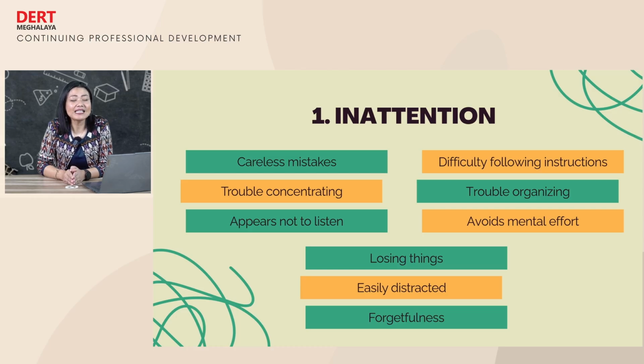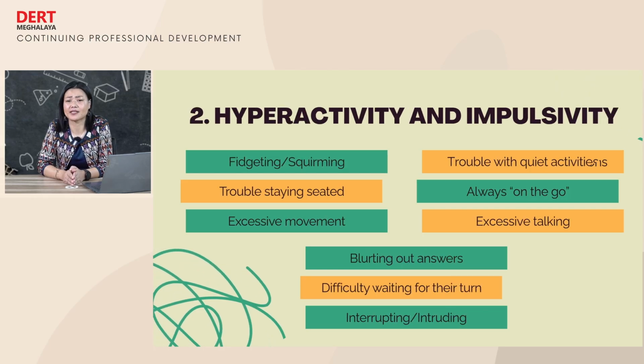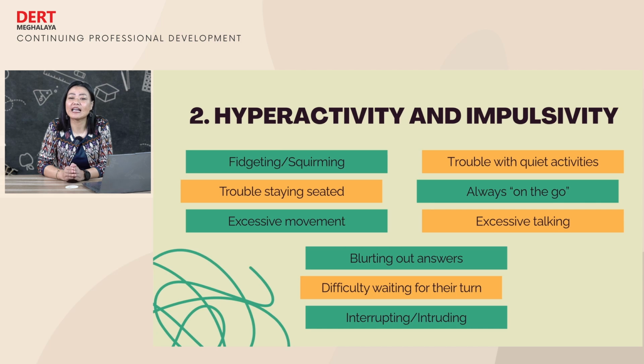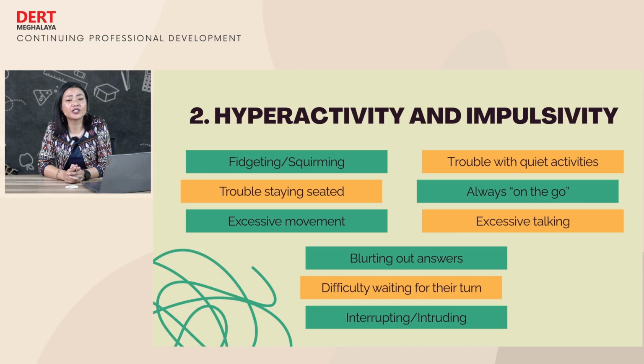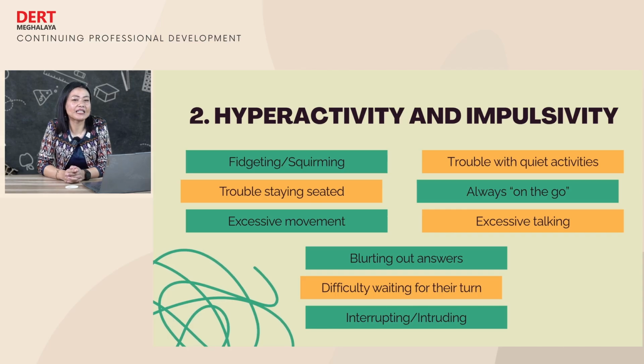The next symptom is hyperactivity and impulsivity. This involves excessive movement and difficulty with self-control, such as fidgeting and squirming. The child would often be fidgeting with his or her hands or feet, or they would be squirming in their seat. Trouble staying seated. In situations where remaining seated is expected, for example in a classroom, a child with ADHD often has trouble staying seated in one place.